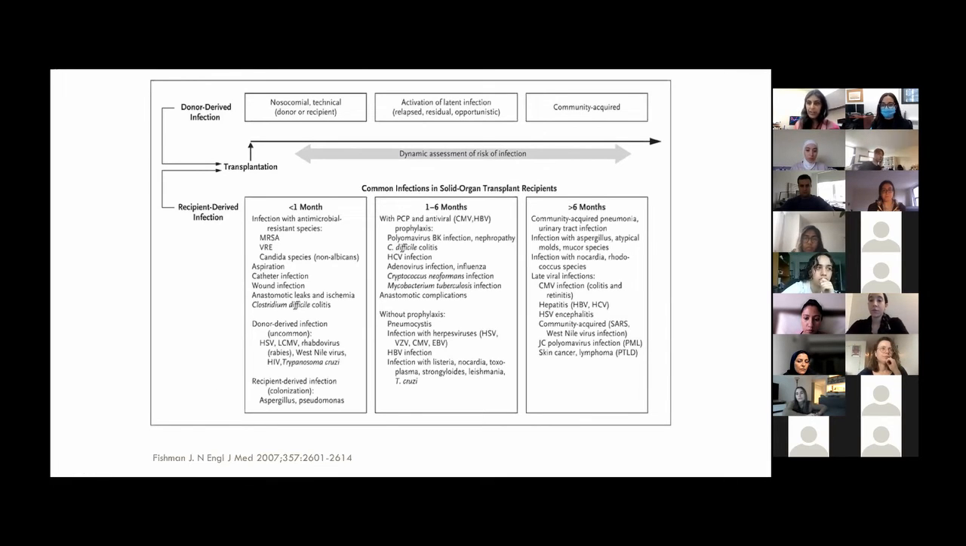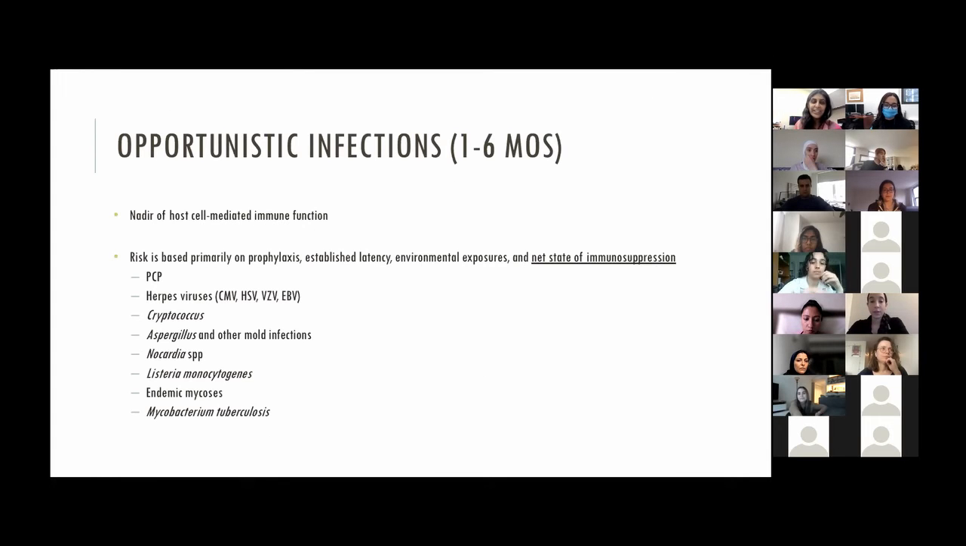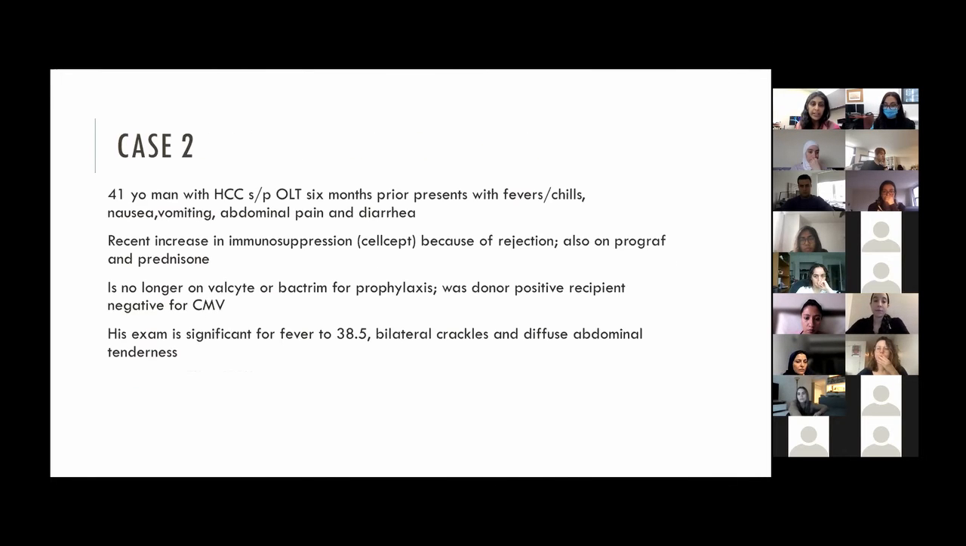Okay, moving on, I think, right? All right, so moving on to opportunistic infections, and we typically begin to see these in the intermediate phase, because that's when you really have the nadir of host cell-mediated immune function. We're going to talk about some of these OIs.